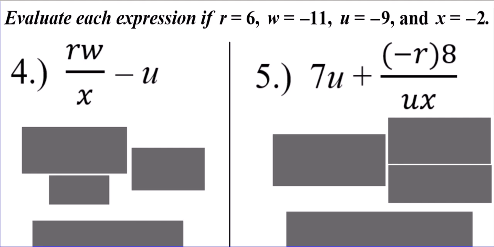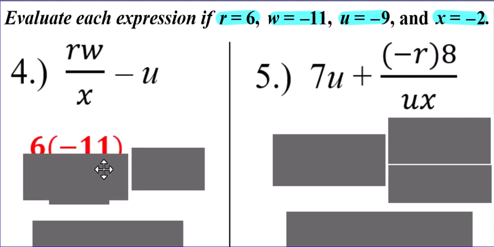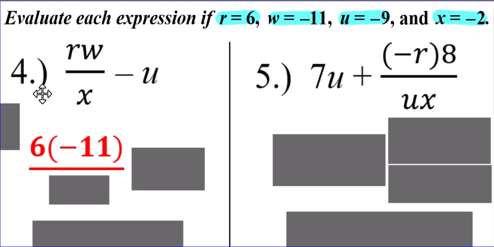All right, the next problem is at the bottom of the page. I hope you followed along and paid attention to the directions. We know that R is 6, W is negative 11, U is negative 9, and X is negative 2. So the first step is to rewrite these problems with the numbers put in for the variables. So RW, that is 6 times negative 11. And then over X means over negative 2.